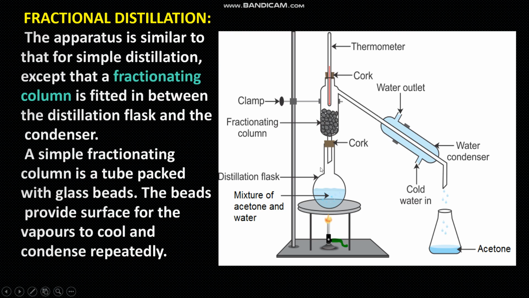The liquid having the least boiling point will vaporize first and it is collected here. After condensation, it is converted to liquid and collected here. Then the next boiling point, and the liquid which has the highest boiling point is collected last, or it is left over in the distillation flask.